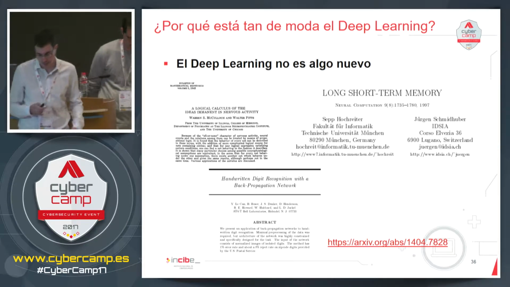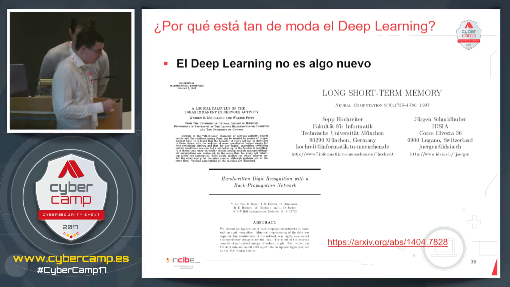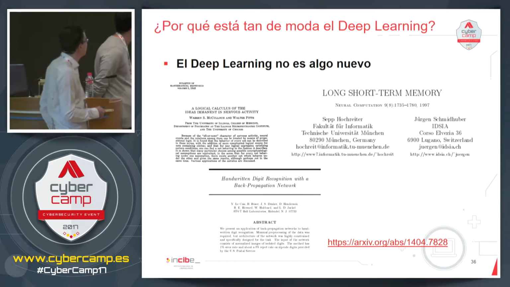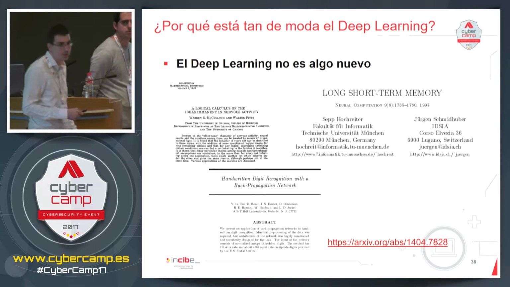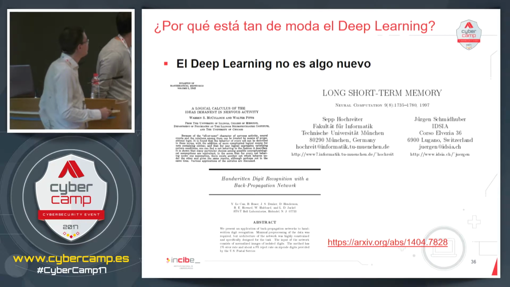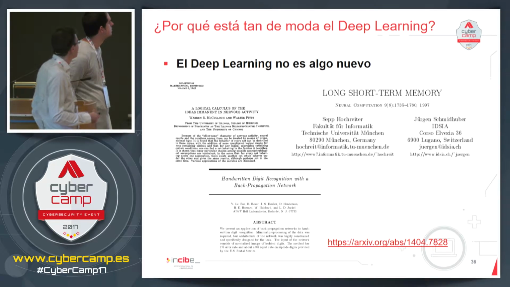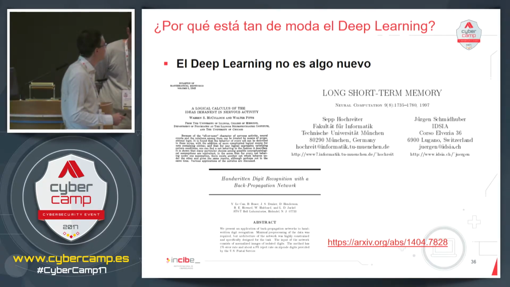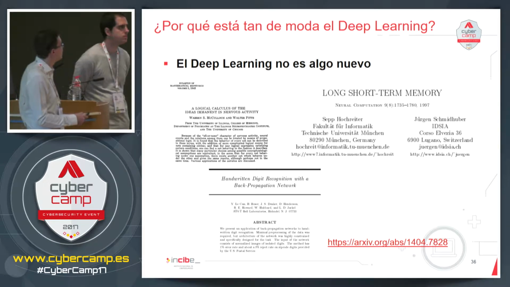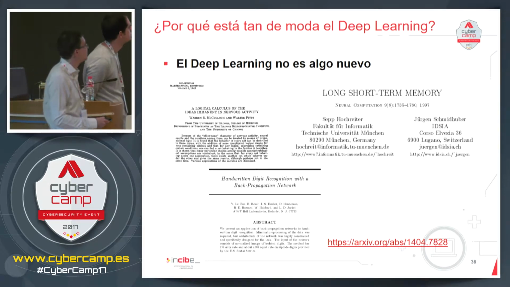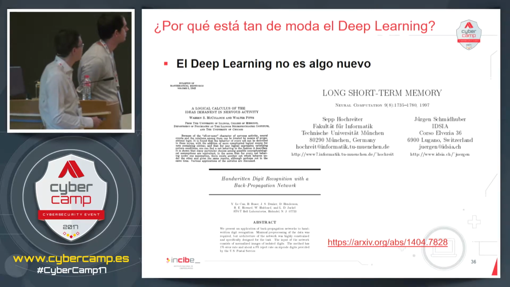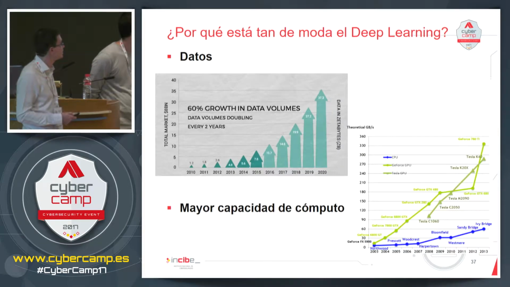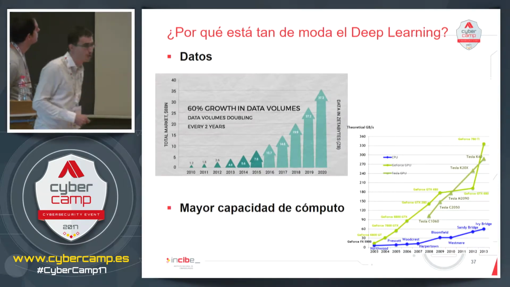the neural network concepts are not new. This is a paper where the first neural network was defined based on the biological functioning. And it goes back to the 40s and other articles. The earliest LSTM, it's a recurrent network created in 1997, and the convolutional networks were created in the 80s, 90s. Why is it so fashionable now? For two reasons.